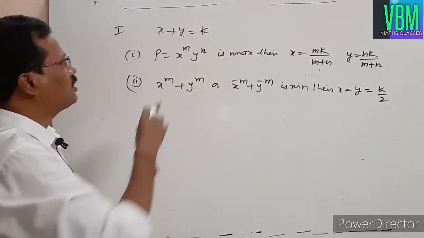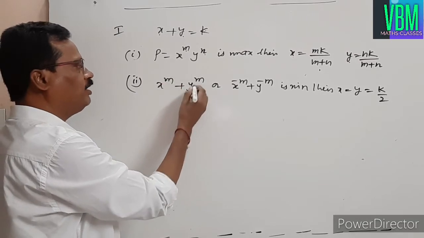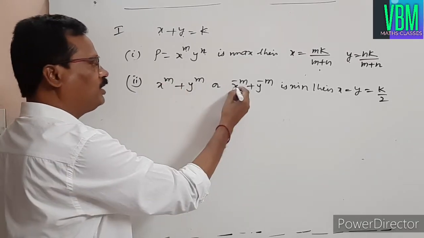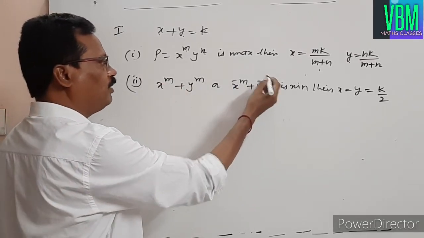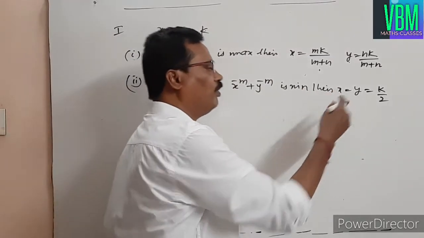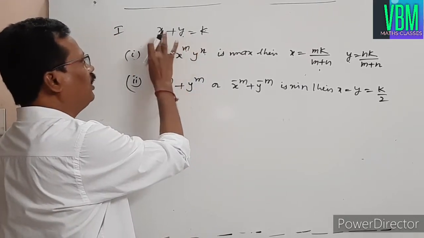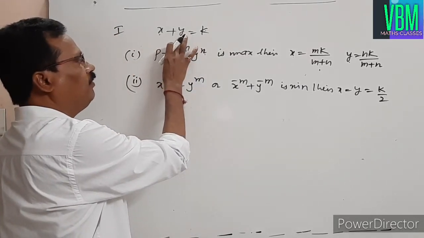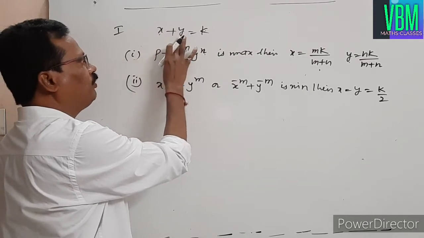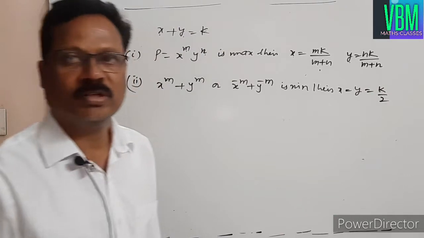Now the second one, same x plus y is equal to k. If x to the power of m, y to the power of m, or x to the power of minus m, y to the power of minus m is a minimum, then x and y both will be equal. If x is equal to y here, x will be k by 2, y will be k by 2, and k by 2 plus k by 2 is k. That's why x is equal to y is equal to k by 2.